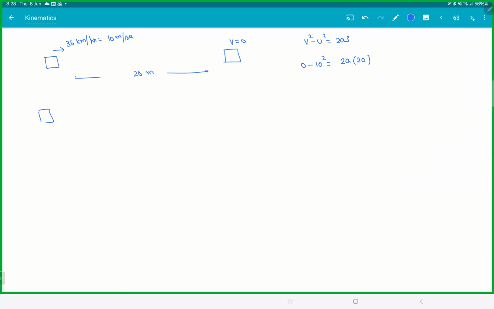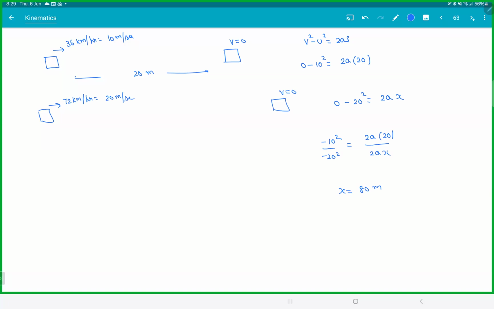In the second case, you are traveling at 72 kilometers per hour, which is 20 meters per second. Eventually, you're still going to stop. So now your formula will be 0 minus 20 square is 2a times x. Divide them: 10 square by 20 square is 2a 20 by 2ax. We end up with x equal to 80 meters.